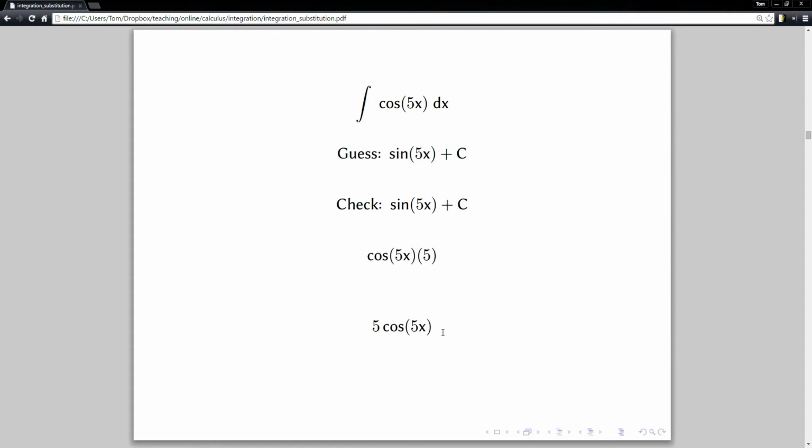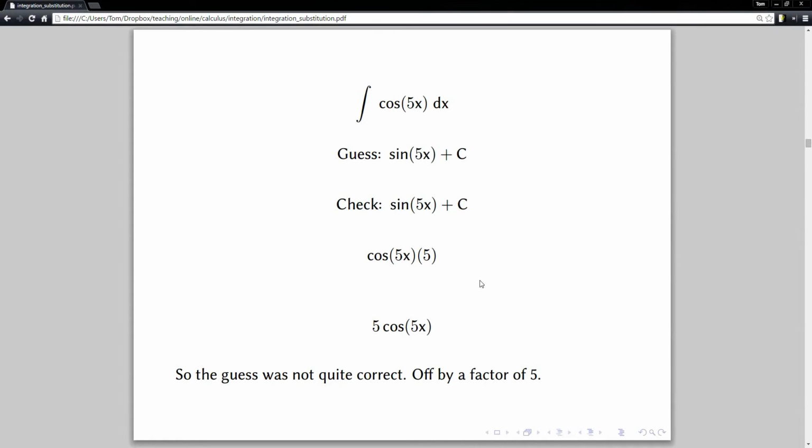So you can see that I wasn't far off. I'm only off by that factor of 5 right there. Okay, and that's easy to fix. So there's no real shame in guessing incorrectly, but you need to check, and then you need to alter your guess.